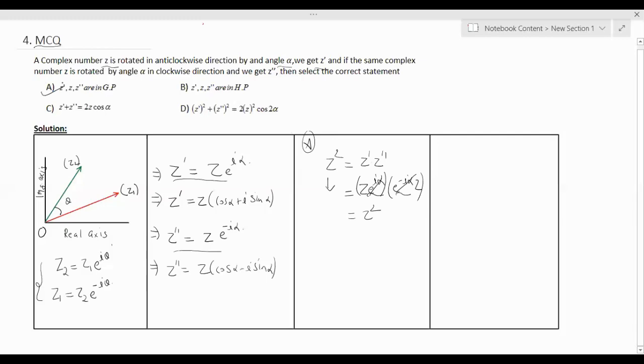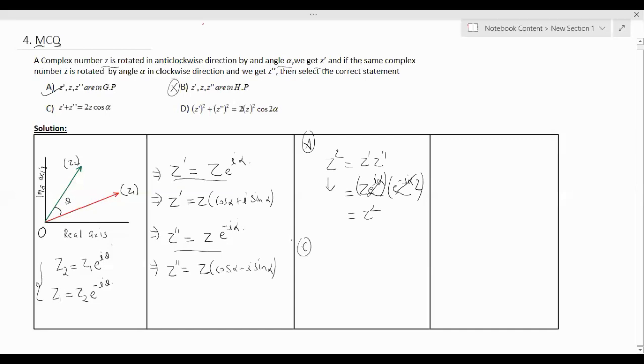So if Z dash and Z double dash are not equal, and this is not a special case, they cannot be in harmonic progression. So option B will be wrong if automatically option A is correct. Now let's check option C.